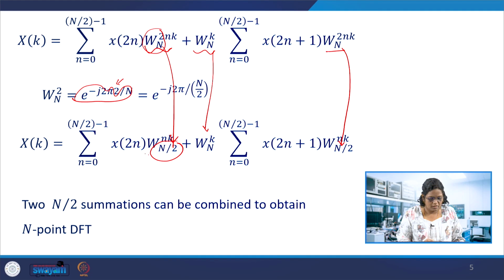So here k can vary from 0 to n by 2 minus 1. In the sense that if k is 0 to 3, right, then k 0 to 3 can be obtained from this. What about k 4 to 7? In the DFT, when you want to compute the DFT for n point, you get x of 0, 1, 2, 3, 4, 5, 6 up to 7. So k is varying from 0 to 7. So you have to get the DFT of these 8 bin indices.